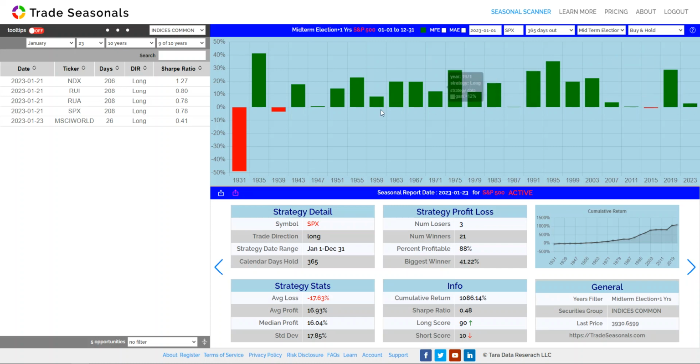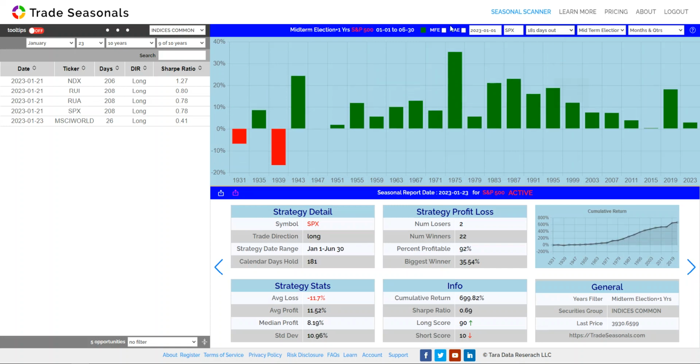But how did it do the first 6 months of the year before a presidential election? So we'll go over here and switch the number of days to 181, which then changes our date range from January 1st until June 30th. Now look at that. There's a couple of flat years, no losses. Last time, the first 6 months of the year before presidential election, there was a loss was 1939, the beginning of World War II. And the year before that, 1931, the Great Depression.